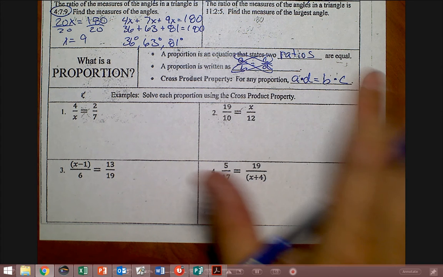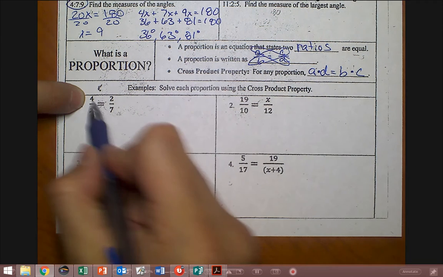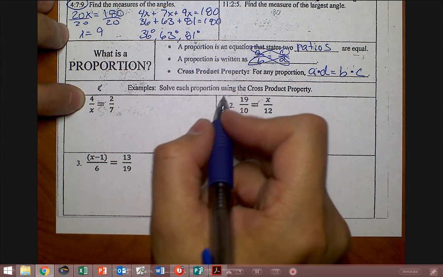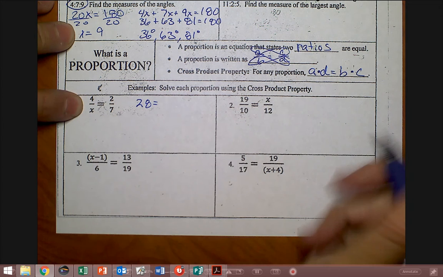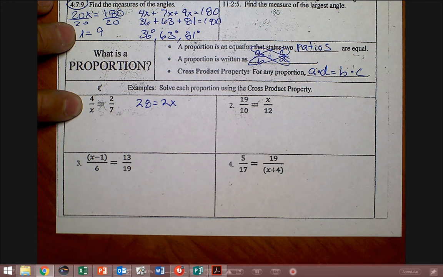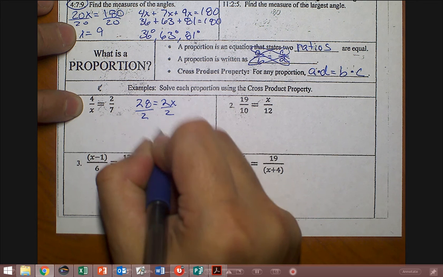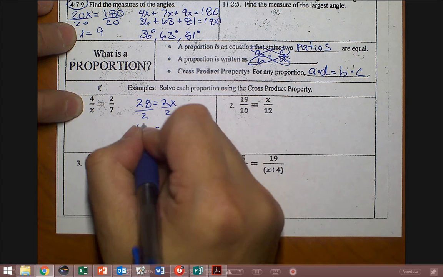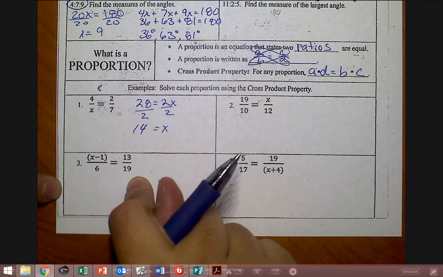All right, let's try it out. So let's start off with this. 4 times 7 is going to give me 28 is equal to 2 times x. 2x, very good. So now, what do I do here? Divide by 2. Very good, divide by 2. X is 14. ¿Está muy fácil? Yes. All right, I'll let you try. Let's do a harder one then.